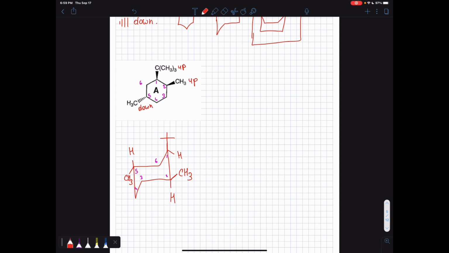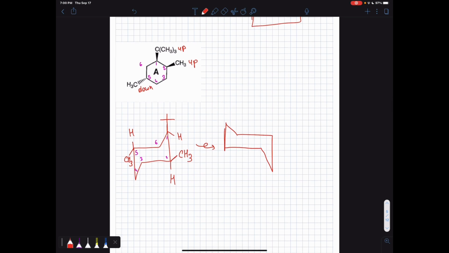So now if I flip this around and I draw the second chair conformation, it's going to be looking something like this. It's hard to draw the chair conformation. So how I like to remember them, if you're counting, like for instance here I'm counting counterclockwise, make sure you keep on counting counterclockwise so you still have the same direction of numbering. So my 1 is going to be right here, 2, 3, 4, 5, and then 6.